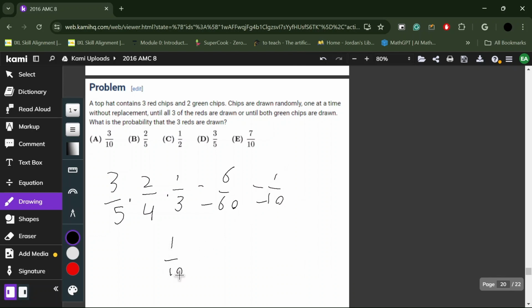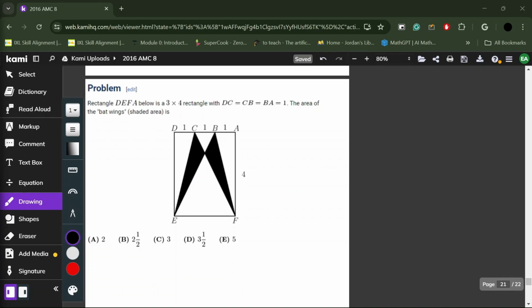But that is not our answer because there's 4 turns where you can pick the red chip, because the last turn can't be red, right? So we multiply this by 4 to get 4/10, which is equal to 2/5. And that is our answer.